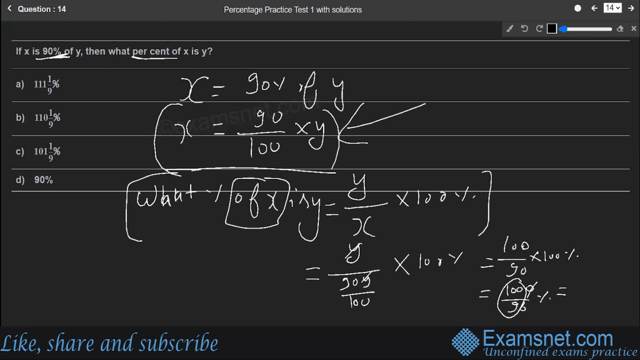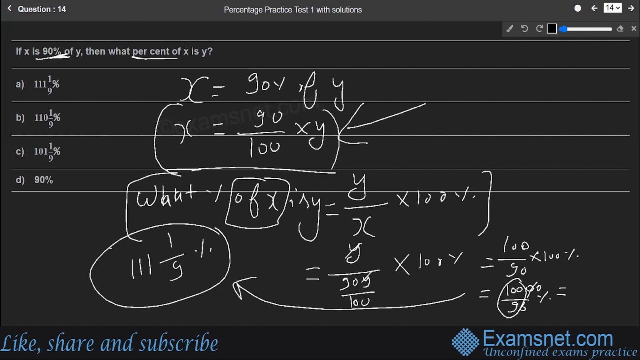And if we solve 100 by 9 into a mixed fraction, rather this is 10,000 by 90%. So if we solve this in the mixed fraction, it comes out to be exactly 111 1 by 9%. Let us see where this is available. It is available in option number A itself. So that becomes the right answer. 111 1 by 9%.